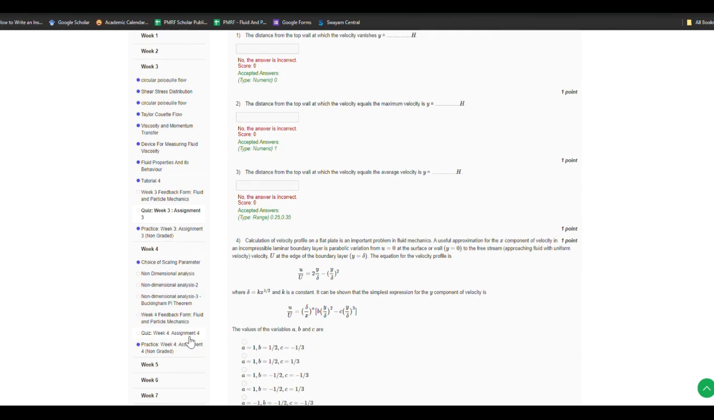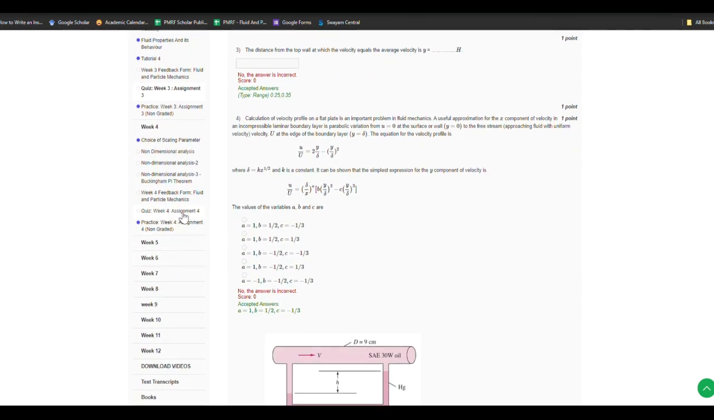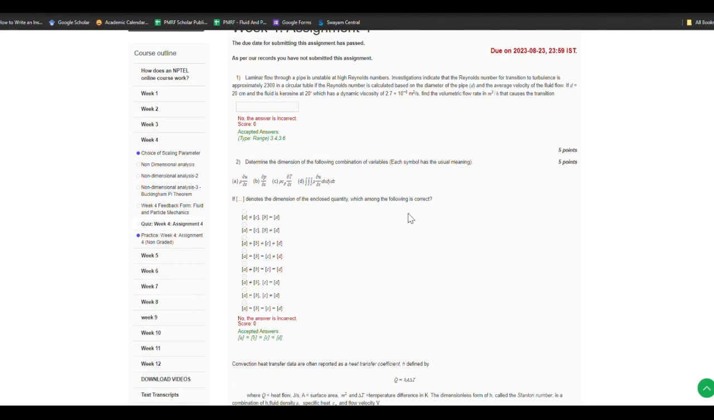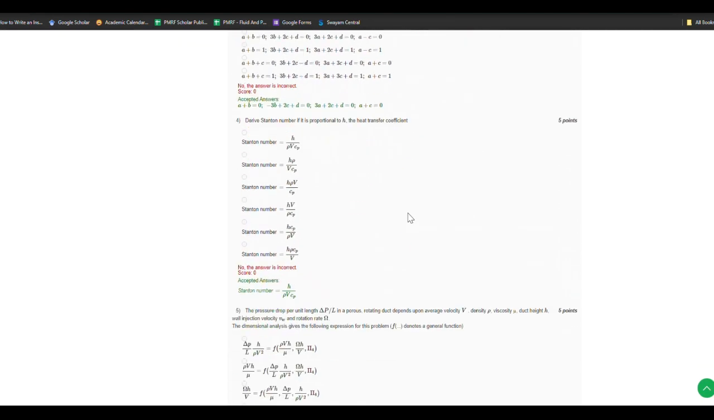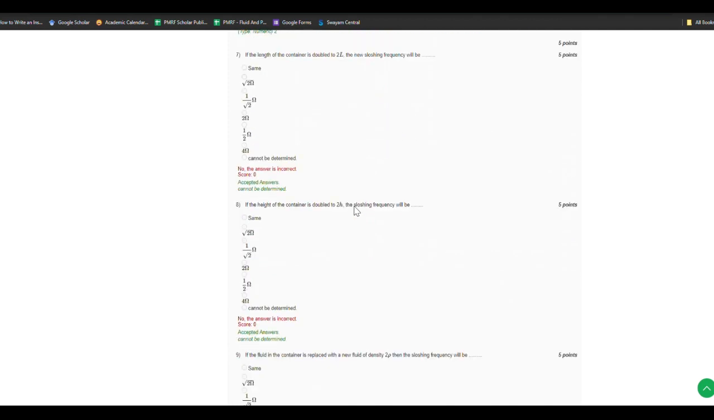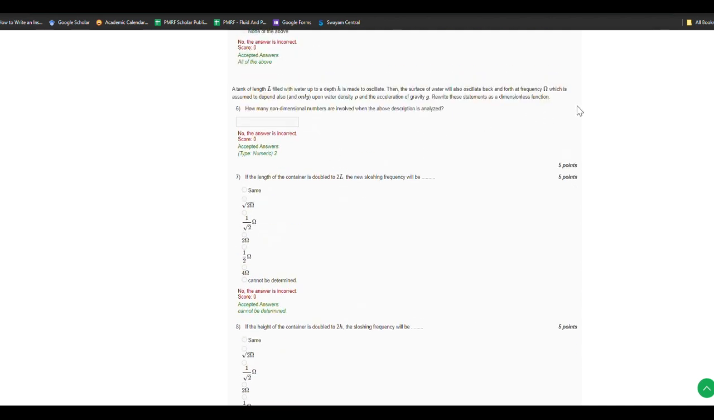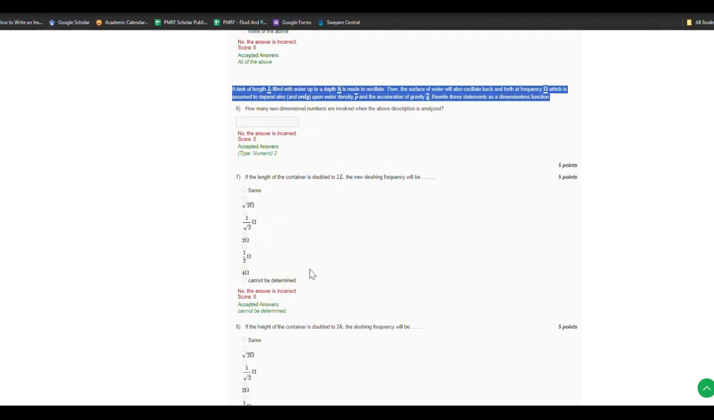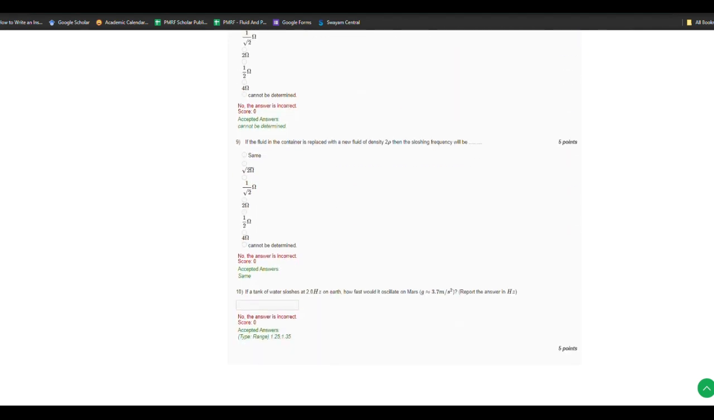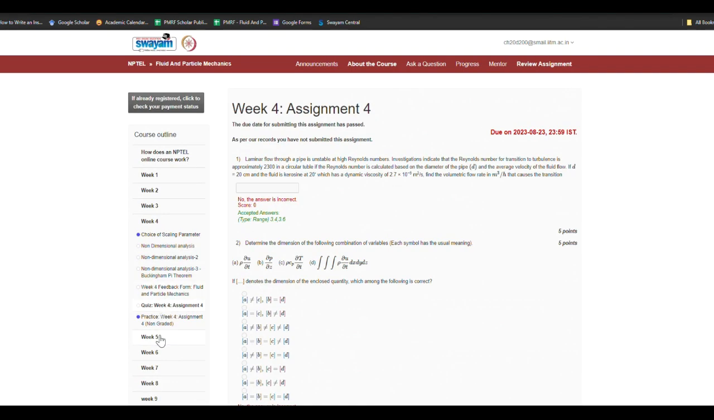Moving on to week 4, we had the non-dimensional analysis, where we tried to equate the dimensionality and thereby find the answer based on that. Dimensionless numbers such as Stanton number, Prandtl number, and Reynolds number were discussed here. And scaling analysis was discussed towards the end of week 4.